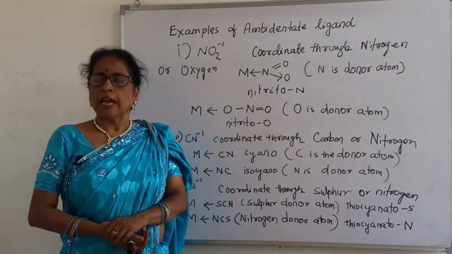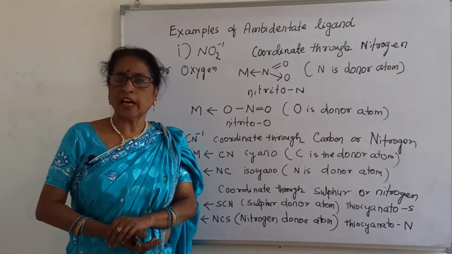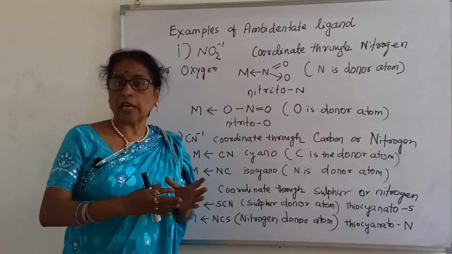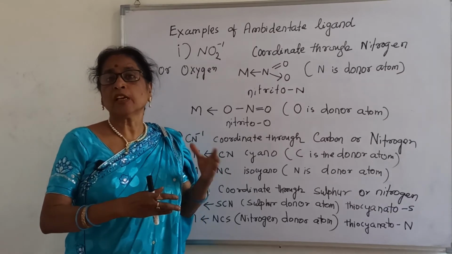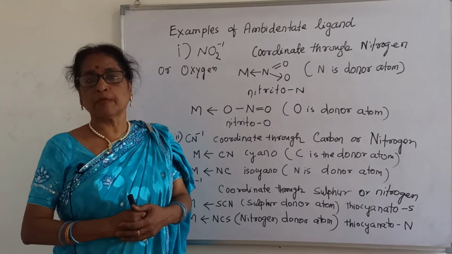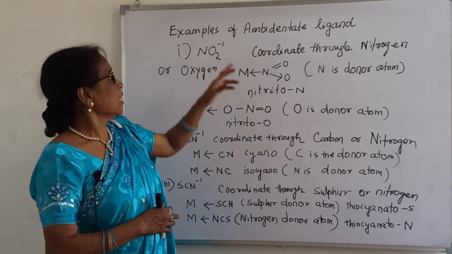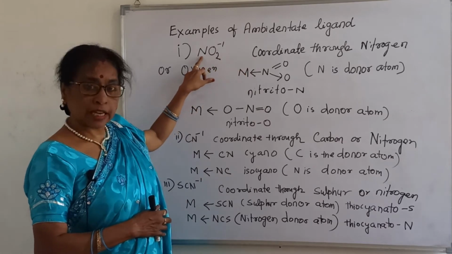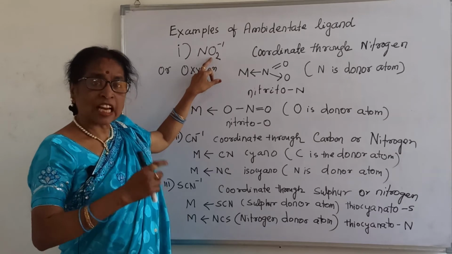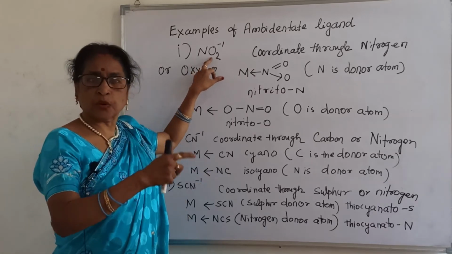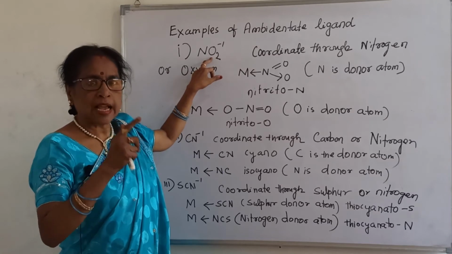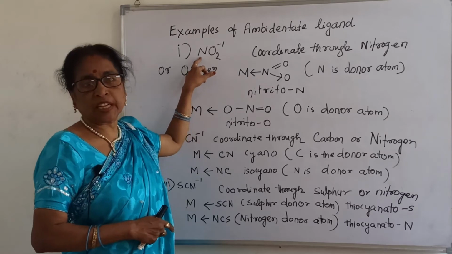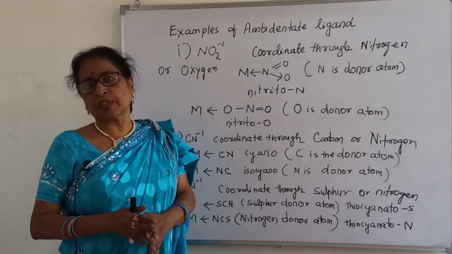Ambident group, ambident ligand. Ambident ligand means both atoms can donate; both atoms can behave as a donor atom. They can donate an electron pair to the central metal atom or ion. Here is one example first, NO2 minus 1, N nitrogen, O oxygen. That means nitrogen can donate, oxygen can donate, both can donate, but at a time only nitrogen or only oxygen can donate, and two new coordination compounds can be formed.